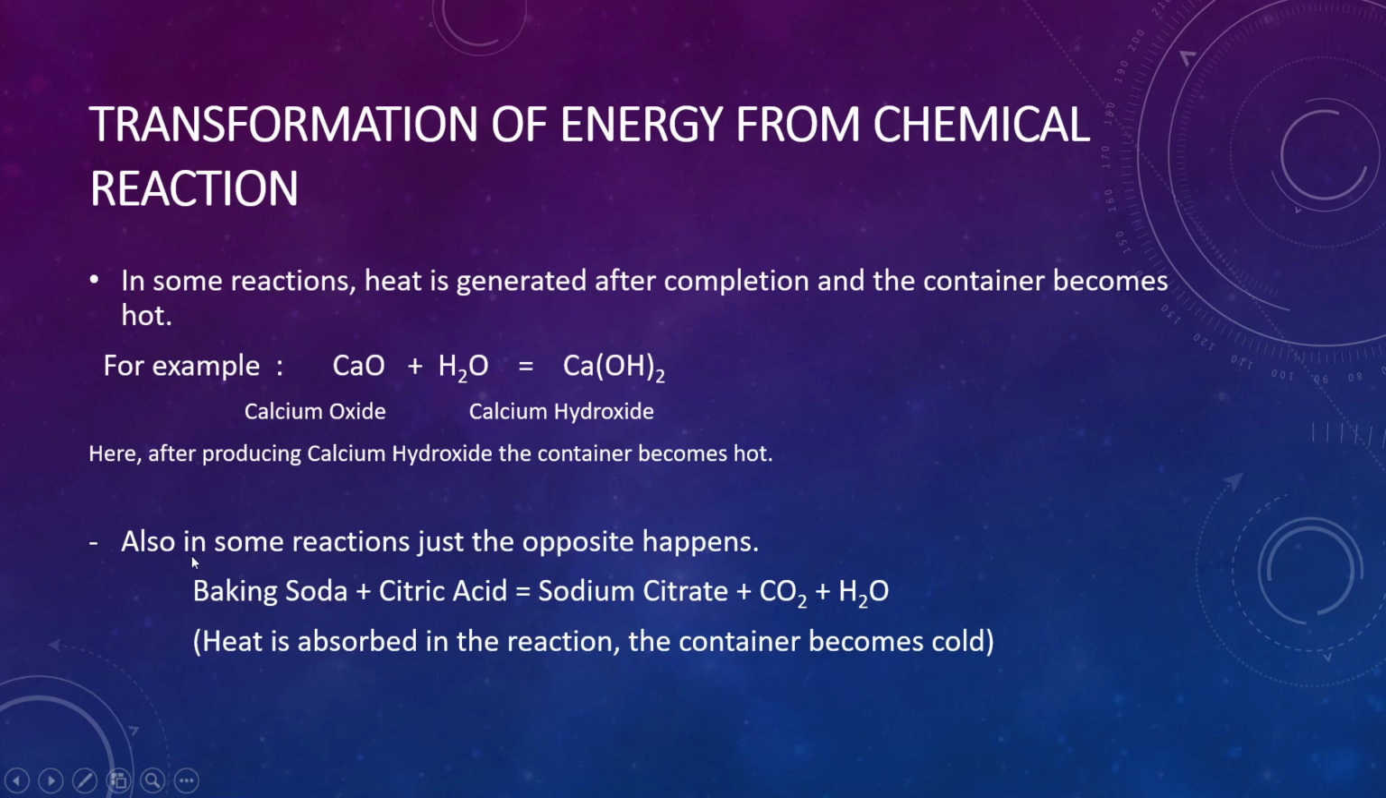A reverse example can be baking soda reacting with citric acid, producing sodium citrate, carbon dioxide and water. In this reaction, baking soda reacting with citric acid will make the container cold, so the temperature will drop and heat is absorbed in the reaction. Because heat is absorbed, the container becomes cold.